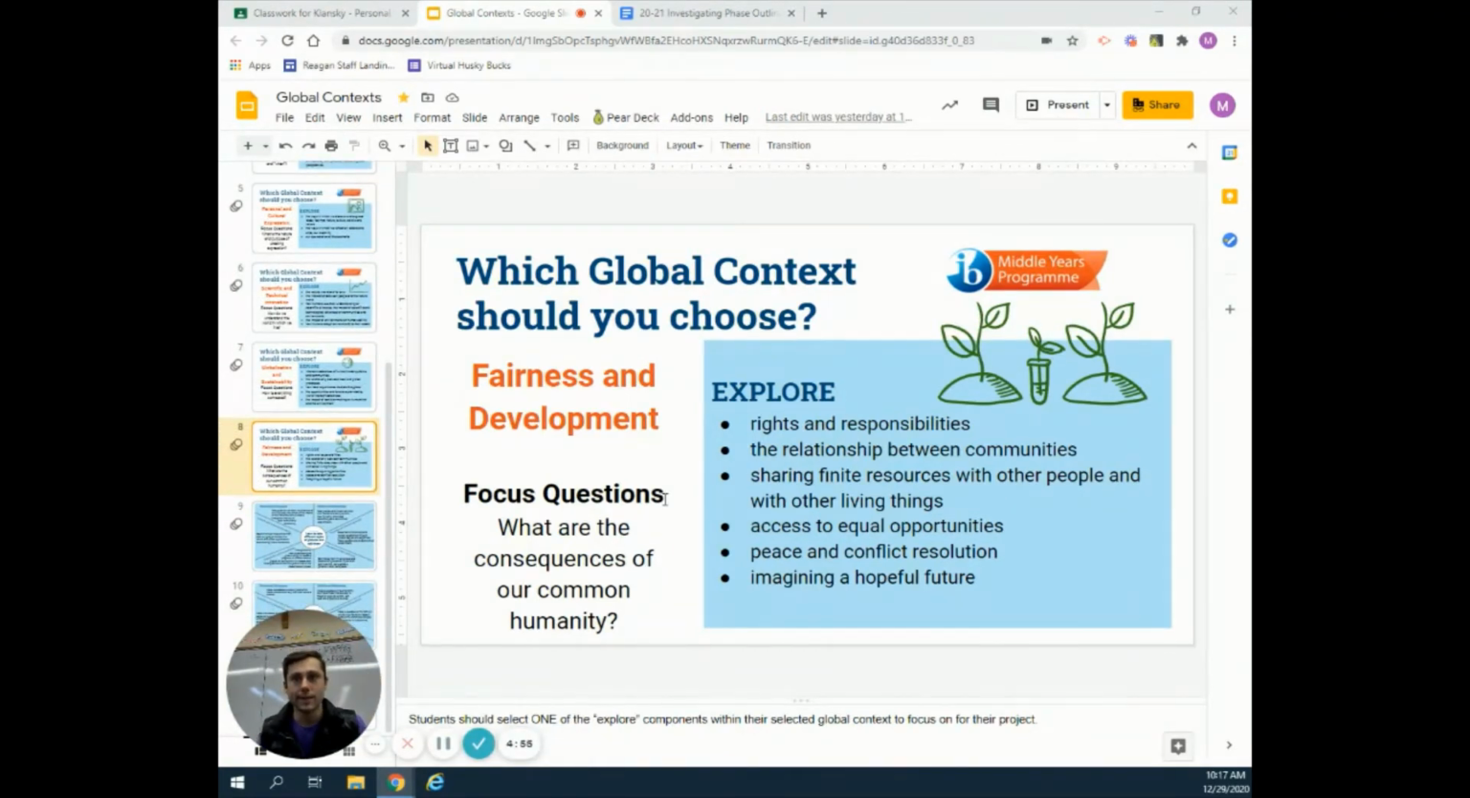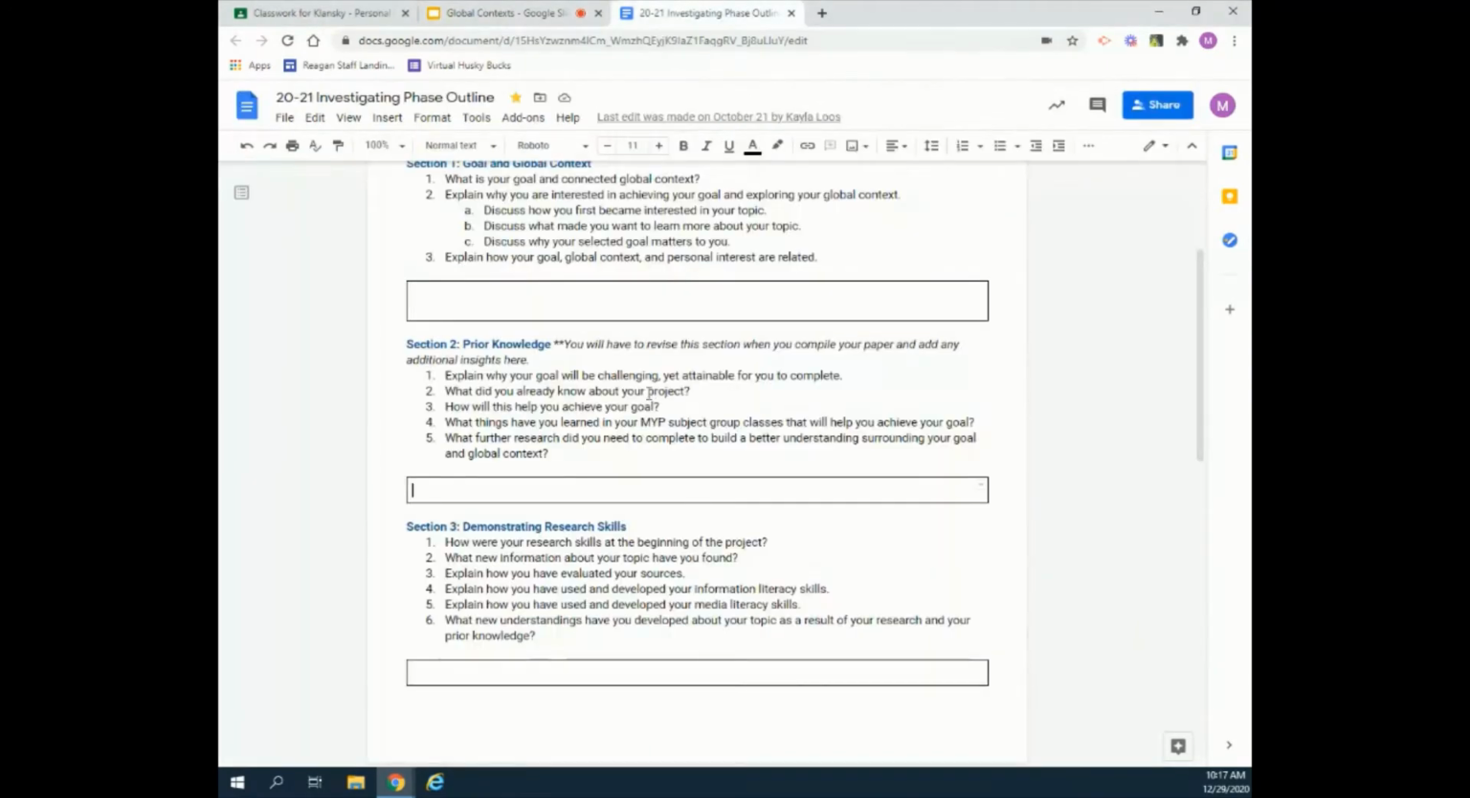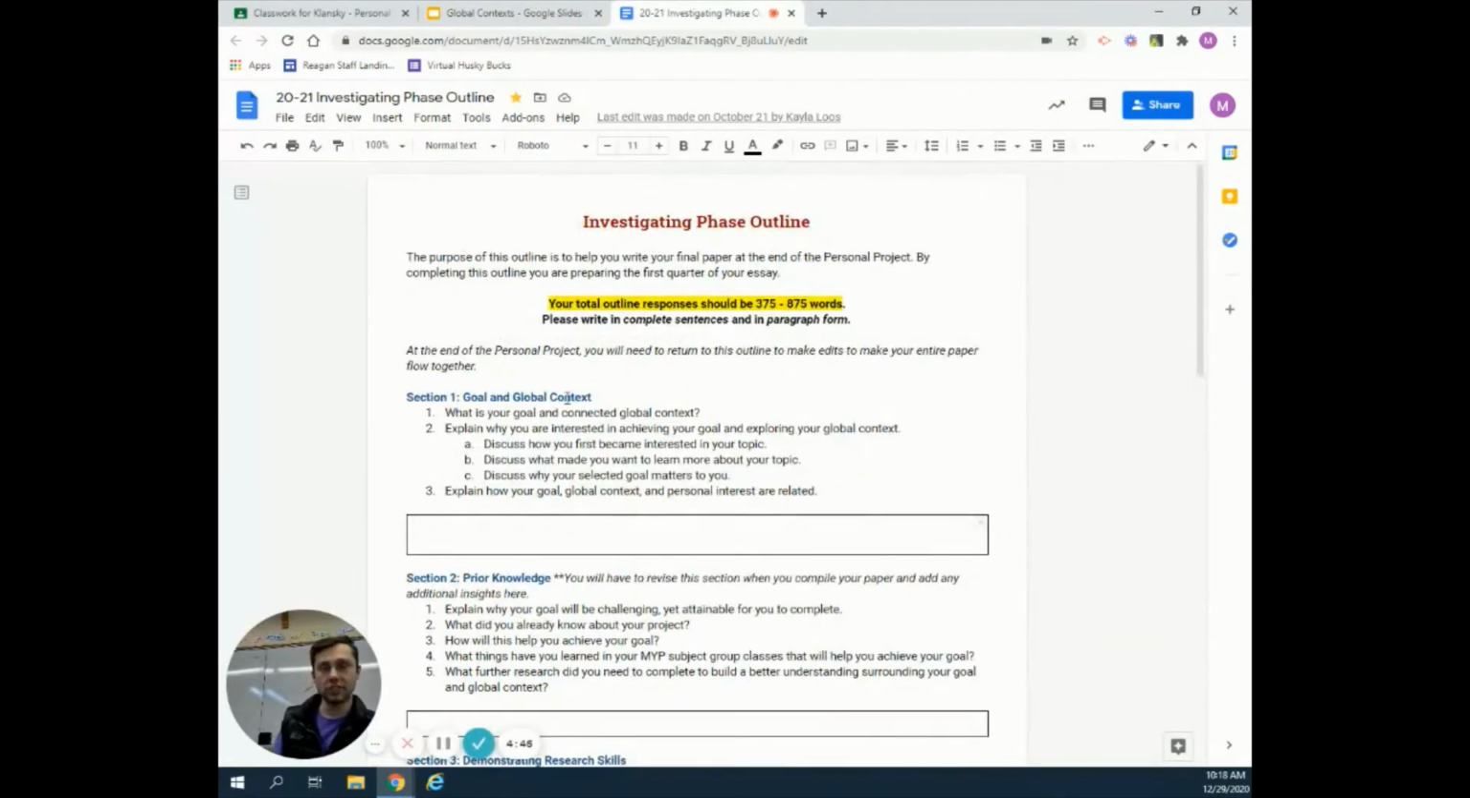All right, delightful. So you're going to think about which global context fits you the best, fits your goal the best. Choose it, and then you're going to take it back to that outline we were working on. So section 1, goal and global context. Now just write about how they're connected and why you chose it.